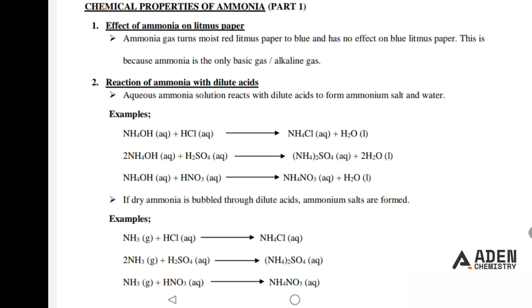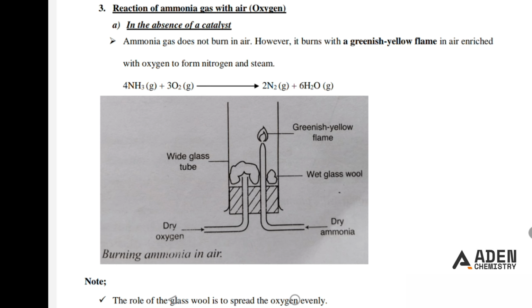That's the salt. Number 2, 2 moles of ammonia gas will react with dilute sulfuric acid, and we're going to get ammonium sulfate solution. Then number 3, we're having ammonia gas reacting with dilute nitric acid. What we are going to get is ammonium nitrate solution. So next, let's proceed to the third chemical property of ammonia gas, that is reaction of ammonia gas with air, and we are talking about oxygen.